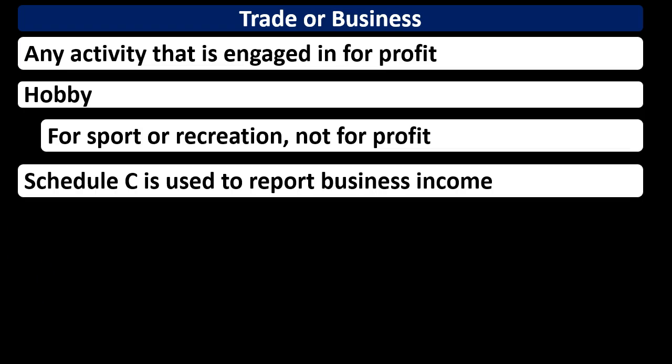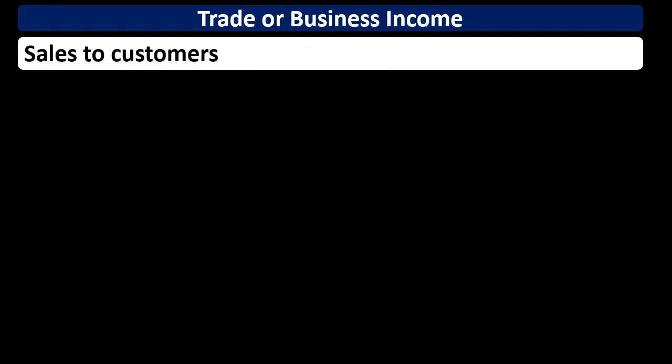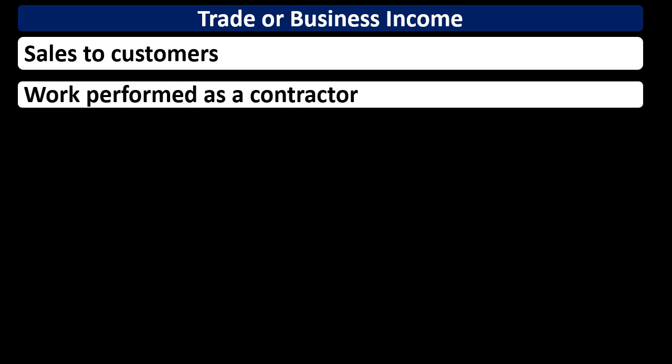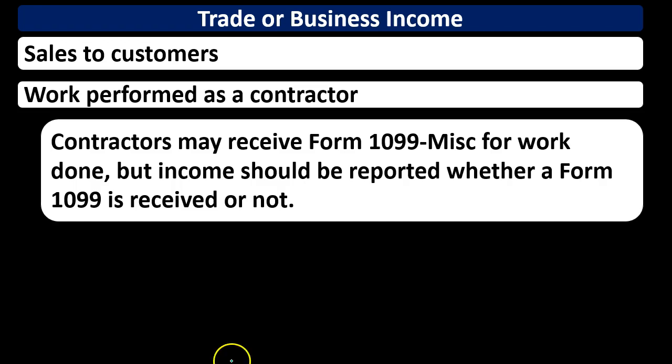Business income will be reported on the Schedule C, and then that net income, that net business income, will flow to the 1040. Types of income will include sales to customers. We're talking about sole proprietors. So sole proprietors may have sales to customers, may sell merchandise. We might have work performed as a contractor. Contracting is going to be a common type of sole proprietor business. And when we have contracting, we often see a Form 1099 miscellaneous.